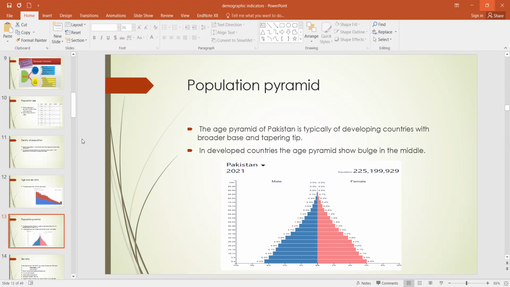And this is the population pyramid of Pakistan. The age pyramid of Pakistan is typical of developing countries, in which the base is broader and there is a tapering tip, while in developed countries the population pyramid shows a bulge in the middle.